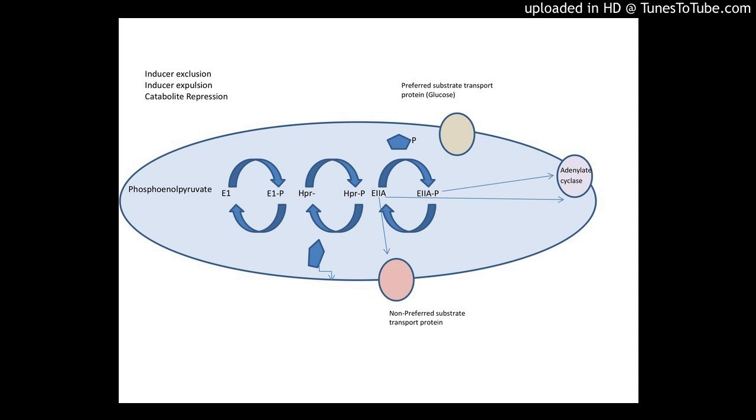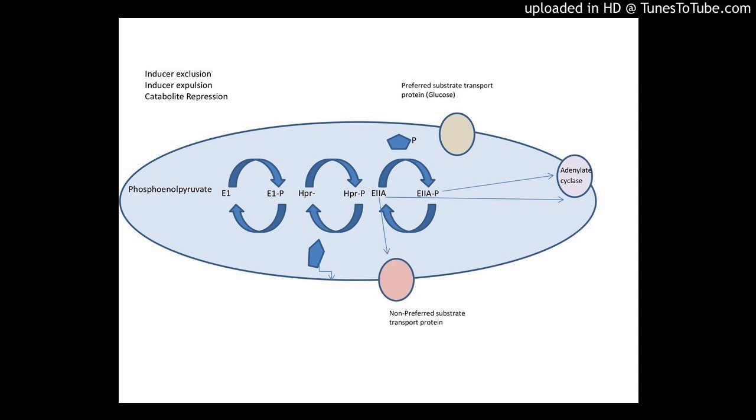phosphate group can be transferred from enzyme 1 to the second protein in this chain, which is called HPR. So they're playing hot potato with the phosphate group. Phosphate moves from enzyme 1 to HPR, and from HPR to enzyme 2A. In class, I called it enzyme 2A glucose. And as it phosphorylates down that chain, it can saturate all of the enzyme 2A into the phosphorylated form if there's no glucose coming into the cell.